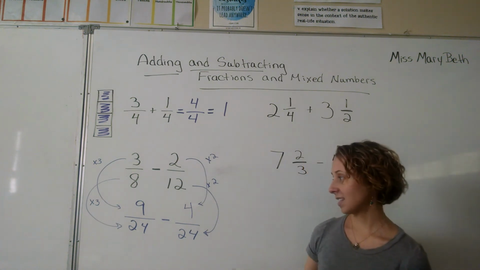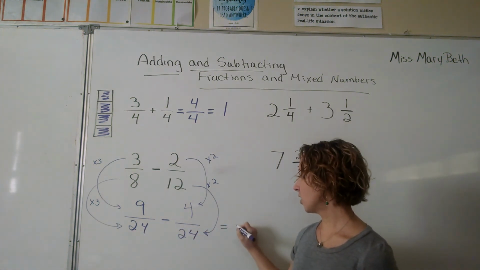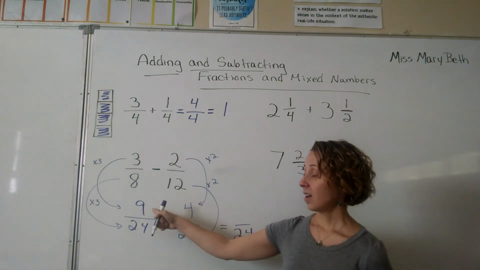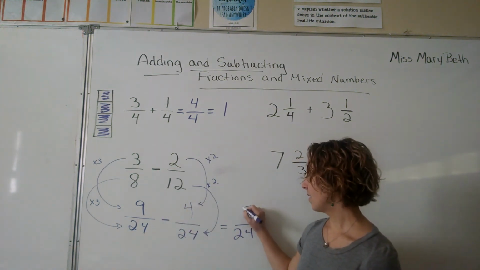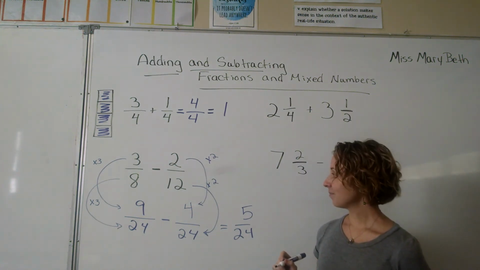Now I can subtract. I have the same size pieces. In my answer, I'm still going to have 24th size pieces. I have 9 of them. I'm taking away 4 of them. In the end, I'm going to have 5 24th size pieces.